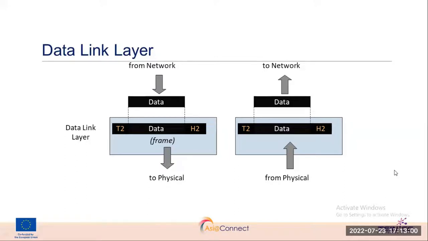In the data link layer, it receives data from the network layer, adds the header and timing to the data frame, and sends it to the physical layer. At the receiving end, the data link layer receives data from the physical layer, removes the header and timings from the data, and the data is sent to the network layer of the receiving end. All these things are the same, but the data link layer has extra things.